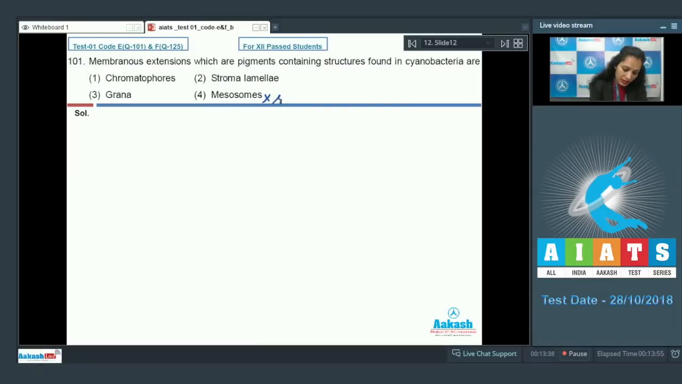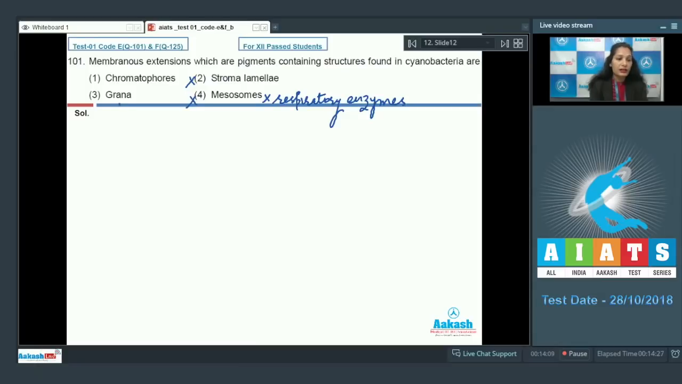Instead, they contain respiratory enzymes. They also help in replication and cell division, but they do not contain photosynthetic pigments. Stroma lamellae are flat structures. They are found in the chloroplasts of higher plants. So this option is ruled out.